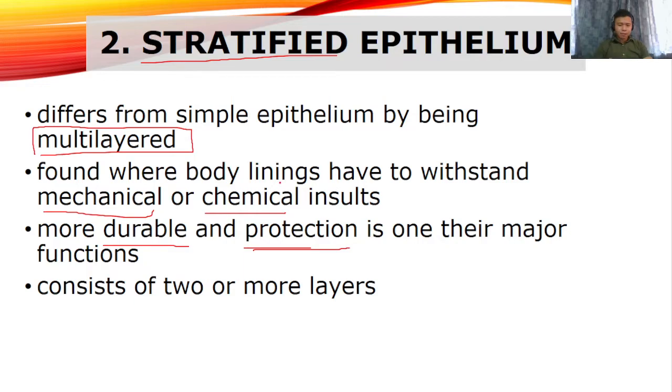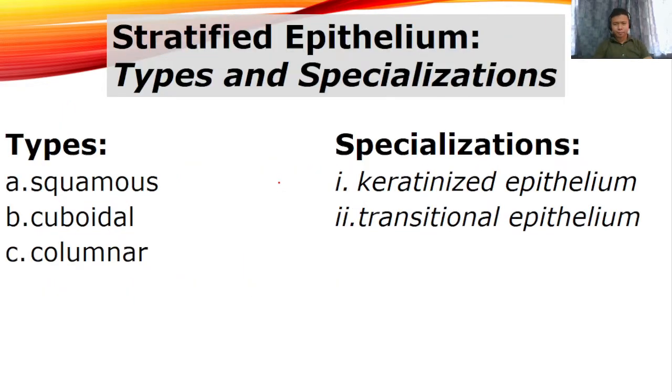Okay, moving forward, we have the different types of the stratified epithelium. So we have the squamous, cuboidal, and the columnar, and its specializations keratinized and transitional.